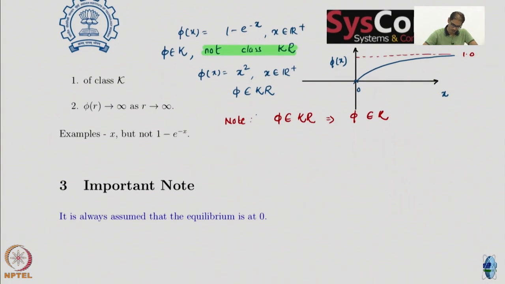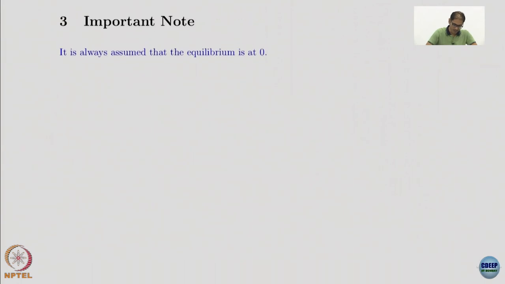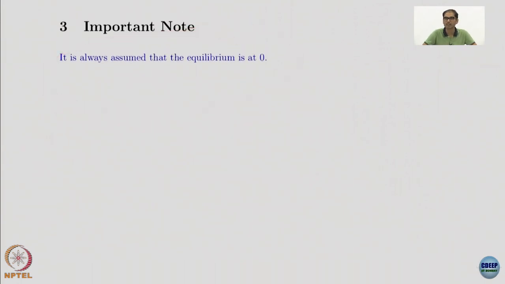Okay. So one of the key things that I've already mentioned is that we assume an equilibrium of 0. Okay. We assume the equilibrium to be 0.